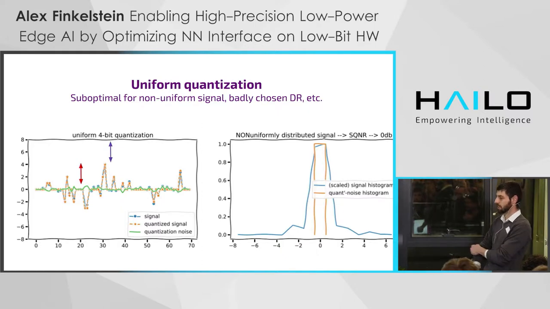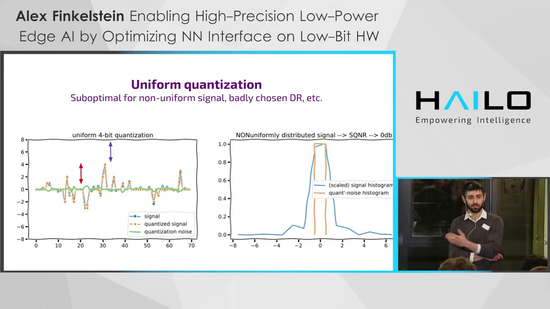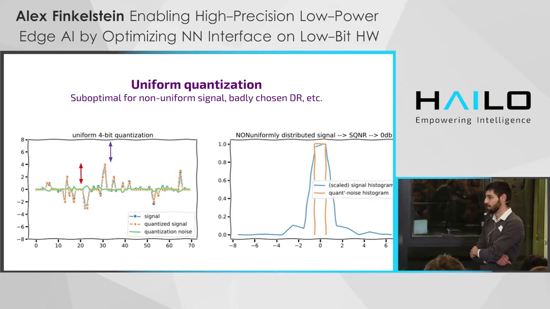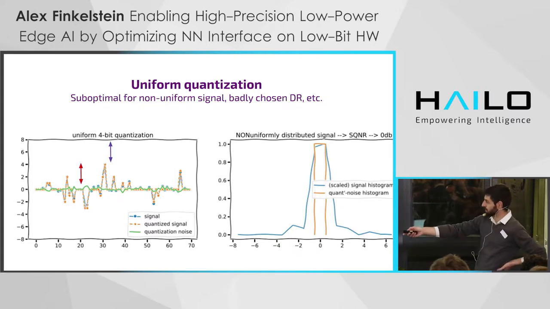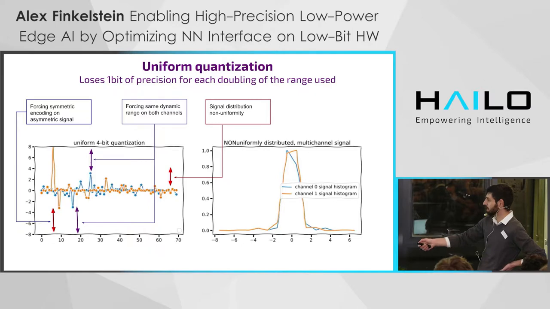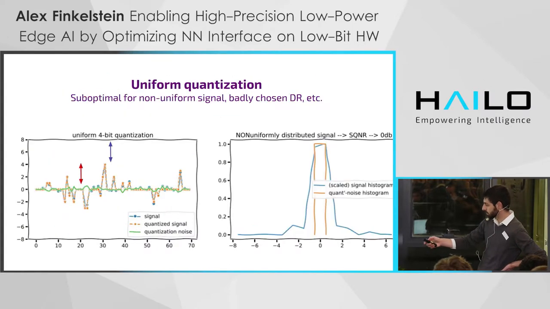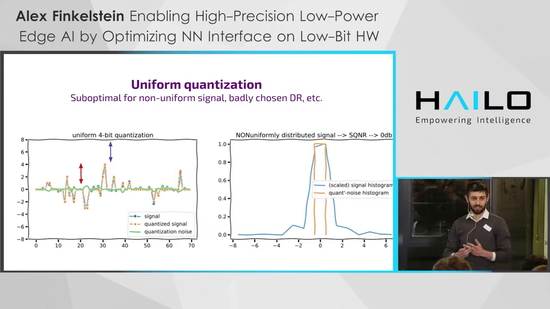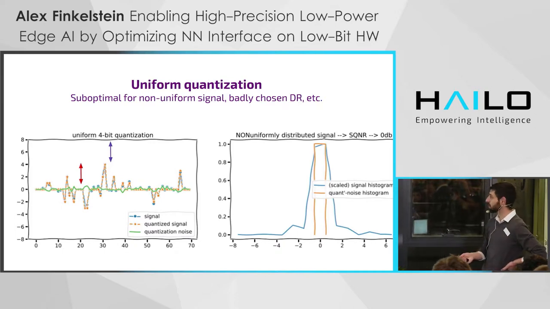If our signal is non-uniformly distributed, then uniform quantization is not so optimal. And the SQNR, the ratio of the signal to noise magnitude that I mentioned, can go down even close to zero. In this toy example, most typical values of the signal are on the order of the quantization bin. So most of the signal is on the order of the noise. Another way to say that: SQNR goes to zero.